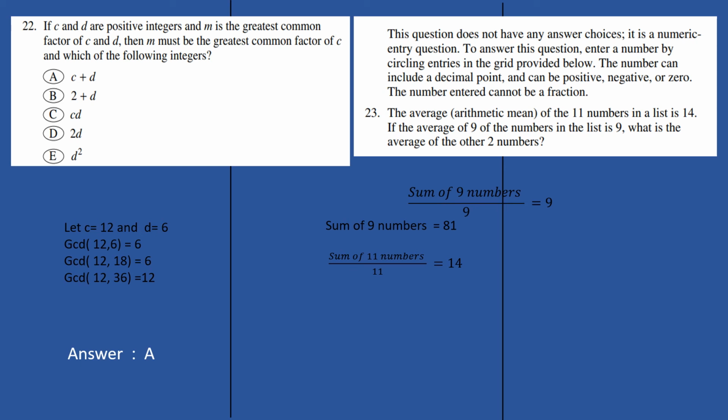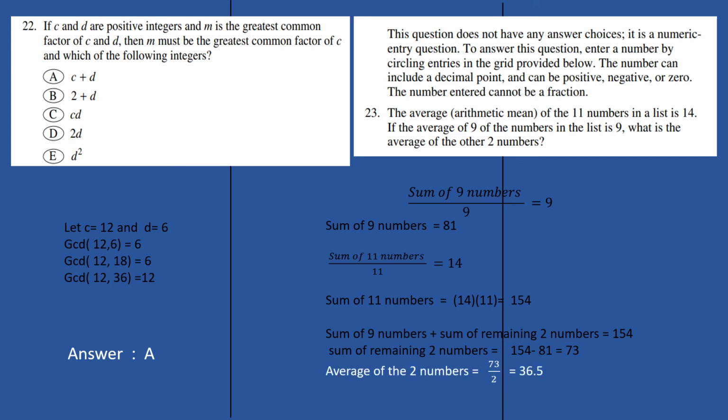So sum of 11 numbers divided by 11 will be 14, where the sum of 11 numbers will be 14 times 11, which is 154. But the sum of 11 numbers can be the sum of 9 plus the sum of the remaining 2. Sum of 9 we already got as 81. So the sum of the remaining will be 154 minus 81, which is 73. But we are asked to find the average of these two. So 73 by 2, which is 36.5.